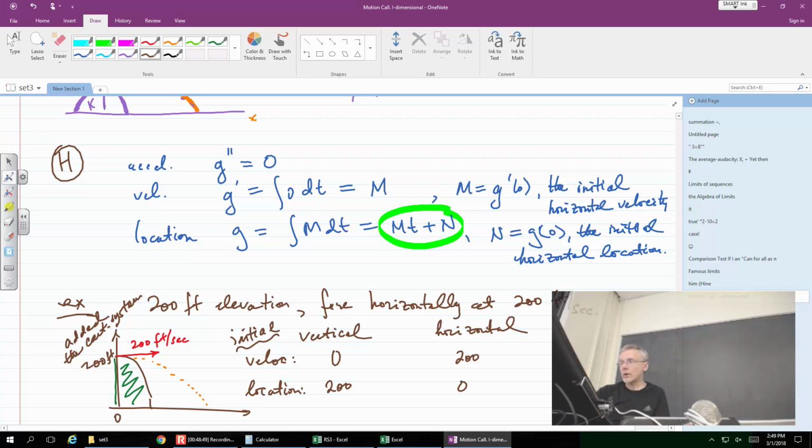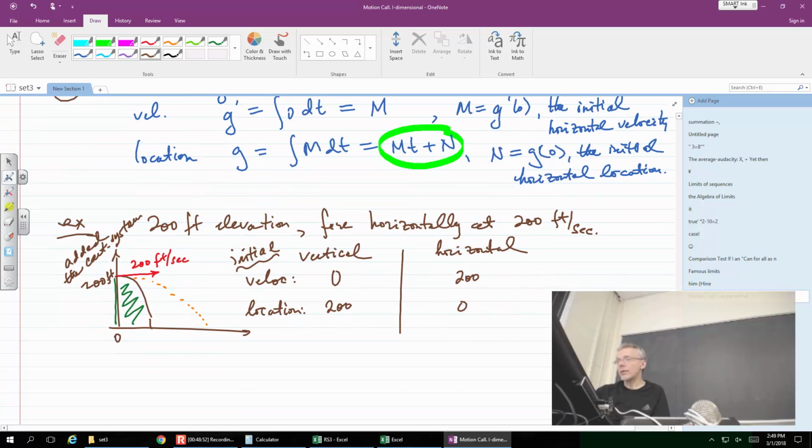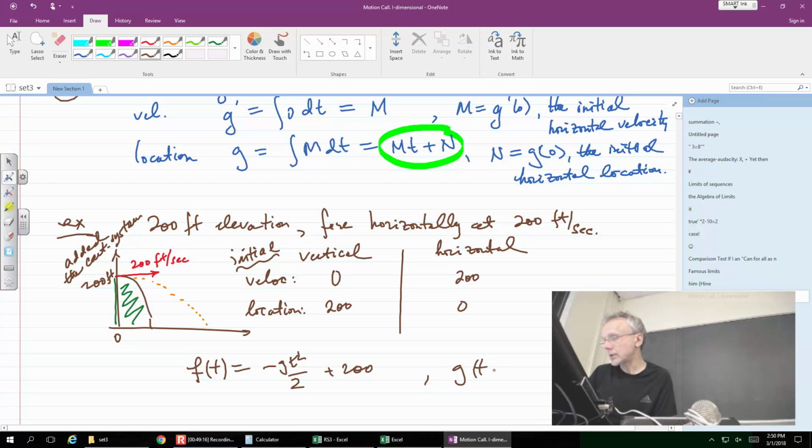Once again, that's the good news, that even though the amount of work doubled, you do one for x and one for y, other than that, everything is quite predictable. So what is it? f of t is equal to negative g t squared over 2 plus 200, and g of t is 200t. That's it. Problem solved.